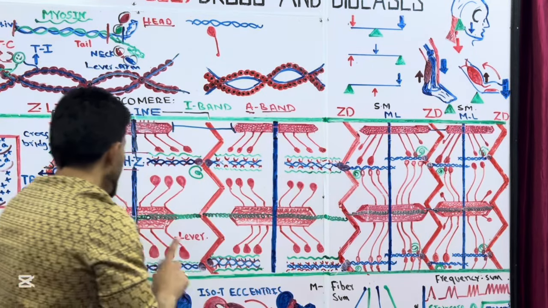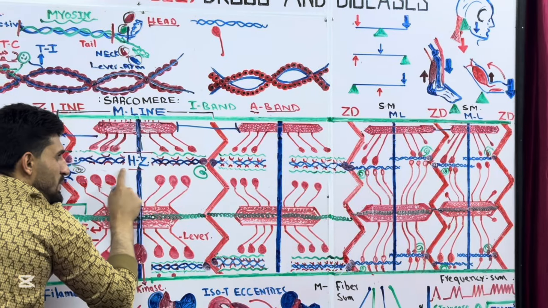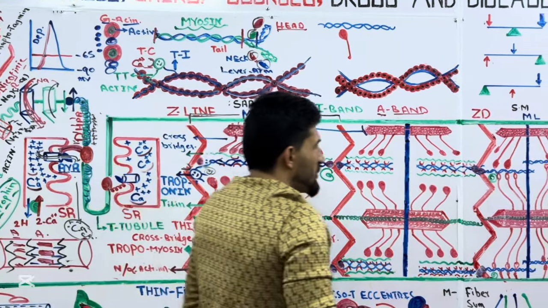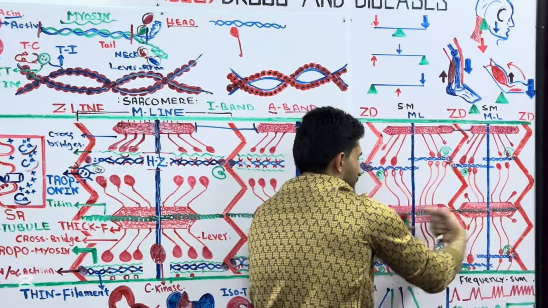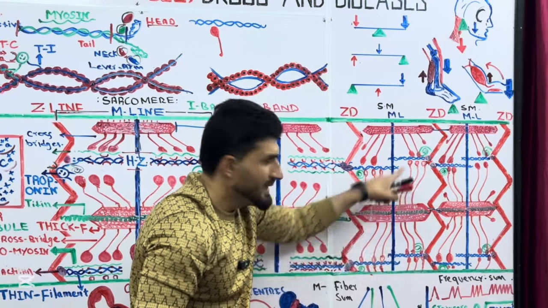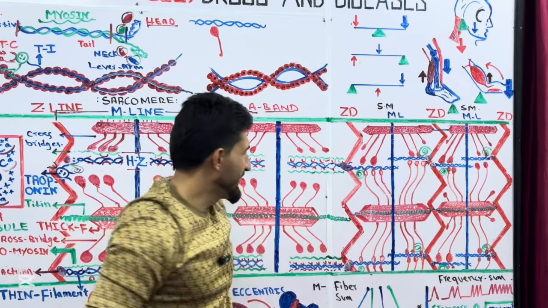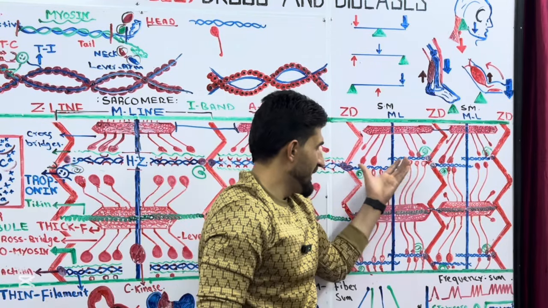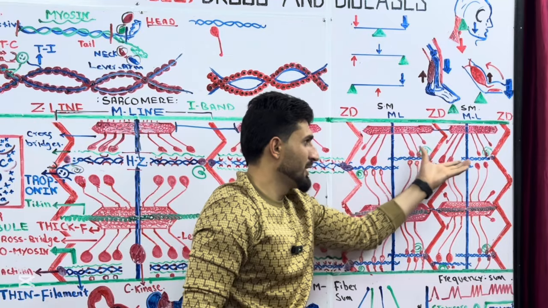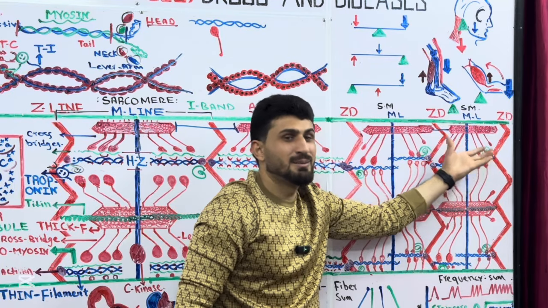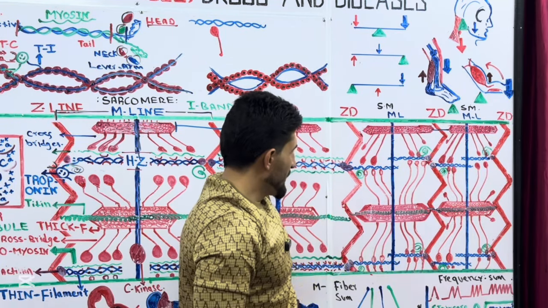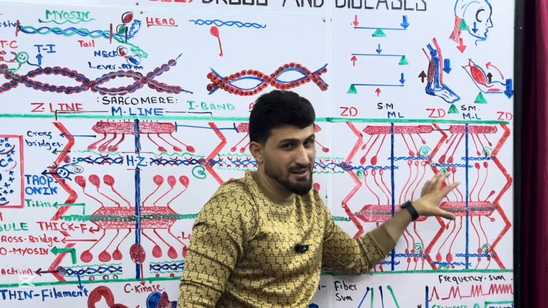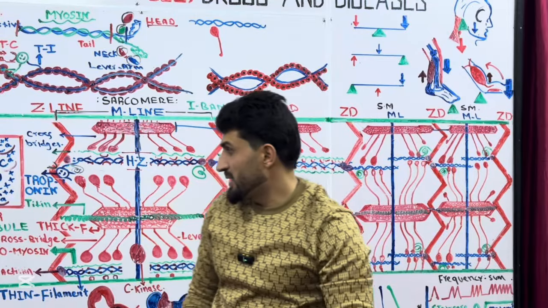Next, this small space between two thin filaments, which is called the H zone. Due to overlapping of these thin filaments, this H zone will disappear completely. So these are the changes, and also the size of the sarcomere gets smaller. Got it? So these were the changes during contraction of a skeletal muscle fiber.